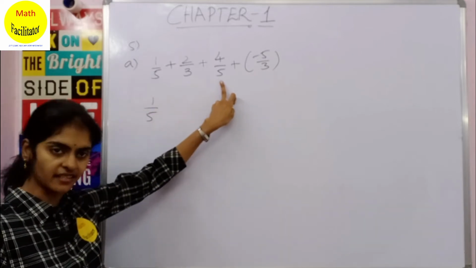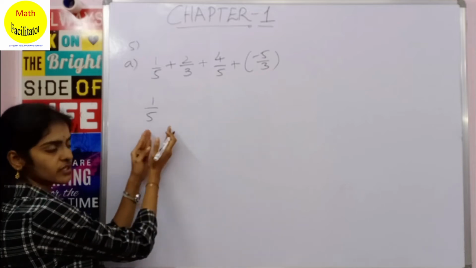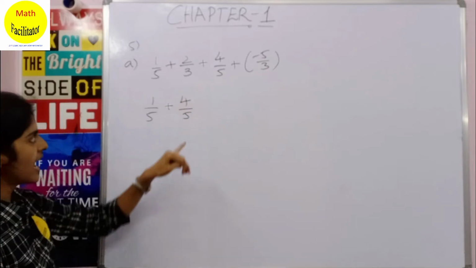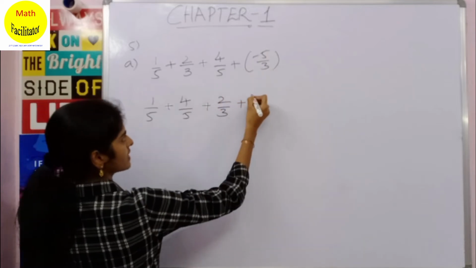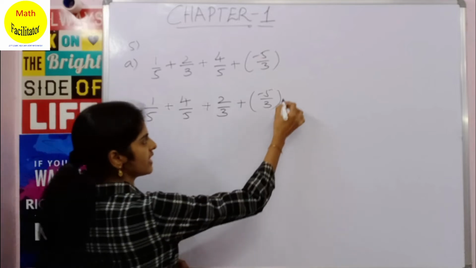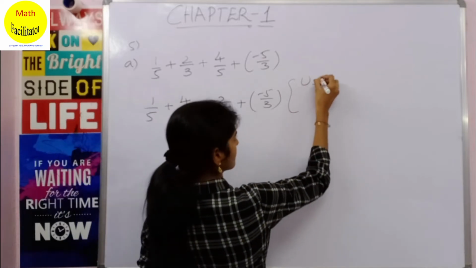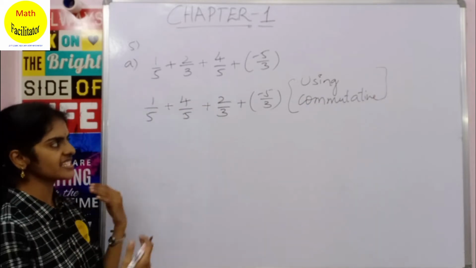So now firstly let us write 1 by 5 and see where you have 5 in the denominator. In this term you have 5 in the denominator, so let us bring these two terms together. So it is plus 4 by 5. Clear? And let us write this now, plus 2 by 3. Now the last remaining term is plus minus 5 by 3. So what did I do here? I just rearranged the terms using which property? Using the commutative property.